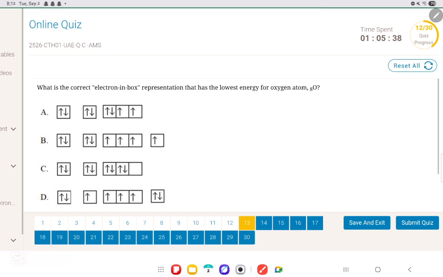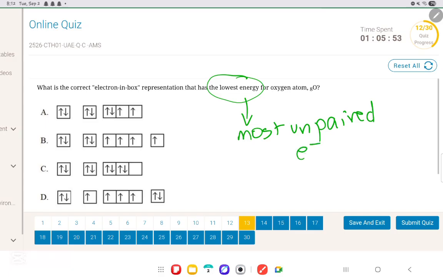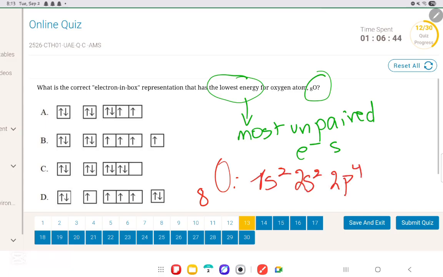Let's move on to question number 13. They said, which of the following is the correct electron in box configuration with lowest energy? Meaning most unpaired electrons. Of which atom? Of atom O8. So let us take O8 and let us do first of all the regular configuration. You guys should know by now how to do this electron configuration. It's going to be 1s2, 2s2, 2p4, okay? Now, look what we're going to do. We're going to draw the boxes for each one. This has one box, this has one box, this has three boxes.